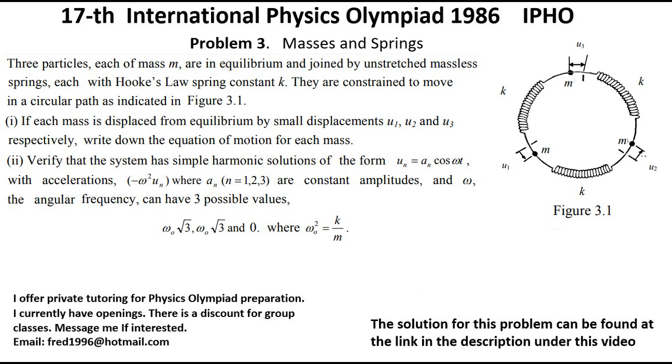Question 2. Verify that the system has simple harmonic solutions of the form un equals an cosine omega t, with accelerations negative omega squared an, where an for n equals 1, 2, 3 are constant amplitudes, and omega, the angular frequency, can have 3 possible values: omega 0 times square root of 3, omega 0 times square root of 3, and 0. Where omega 0 squared equals k over m.